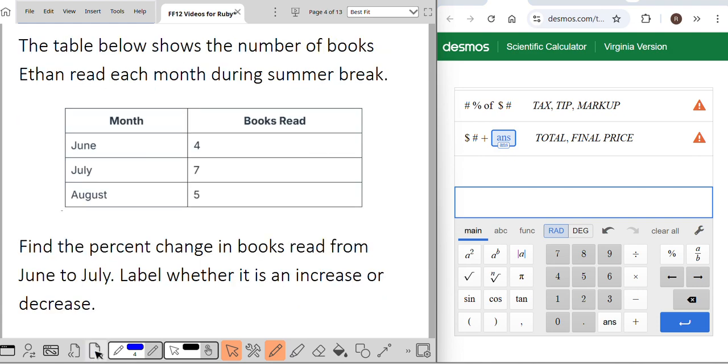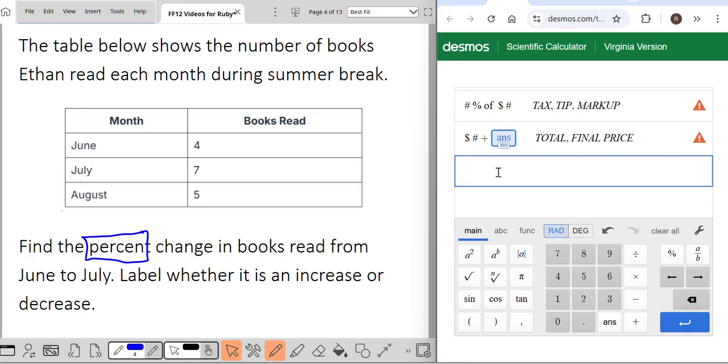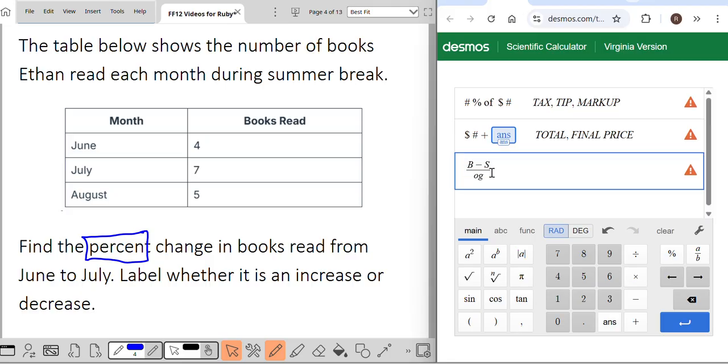All right, now this time we have something different. Look at this word, percent. It is spelled out. So when the percent is spelled out, we know it's going to be big minus small divided by original. Oh, I should have made that small instead of big. Times 100. That's what we do when we see the word spelled out percent.